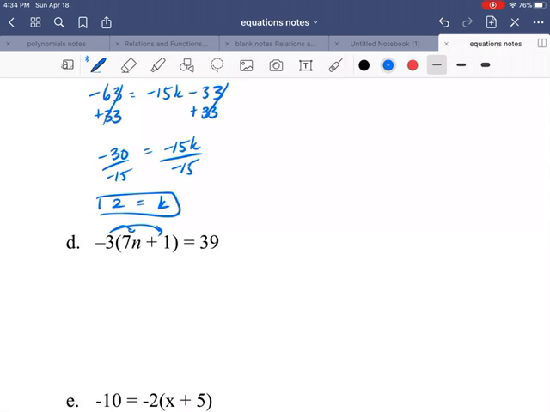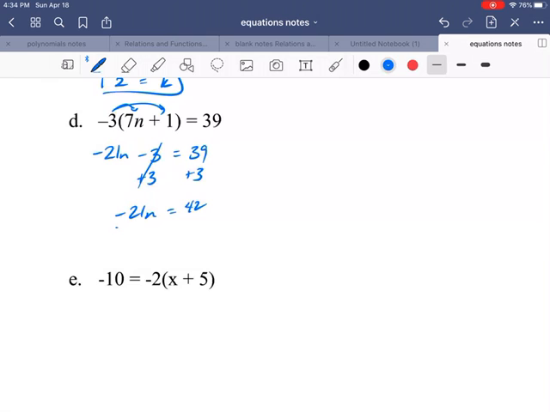Again, distribute. So negative 21n minus 3 equals 39. Add 3 to make a zero pair. Negative 21n is equal to 42. If you divide by negative 21, n equals negative 2.